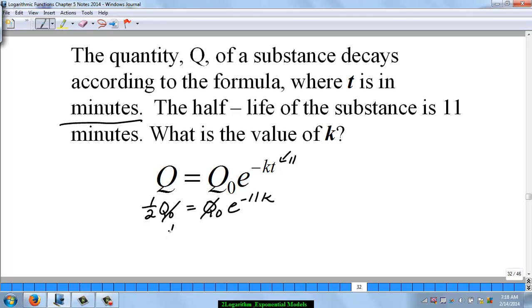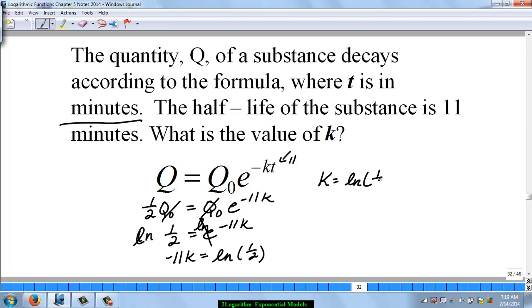These will cancel out, so I end up with this simple equation. Now all I'm going to do here is natural log both sides. You should be getting used to this part now. So I have negative 11K equals natural log of 1/2. And so K is going to equal the natural log of a half divided by negative 11. And when you get that, you get a positive 0.06301 because the negative has already been placed.